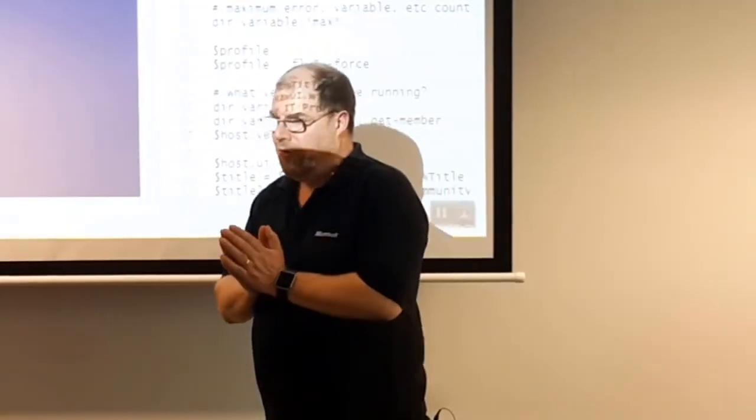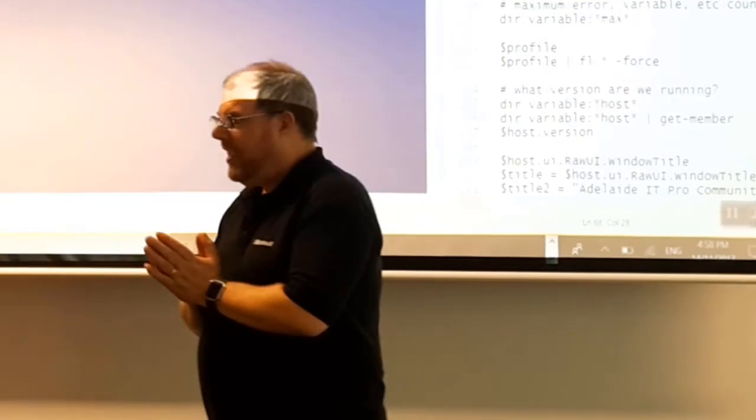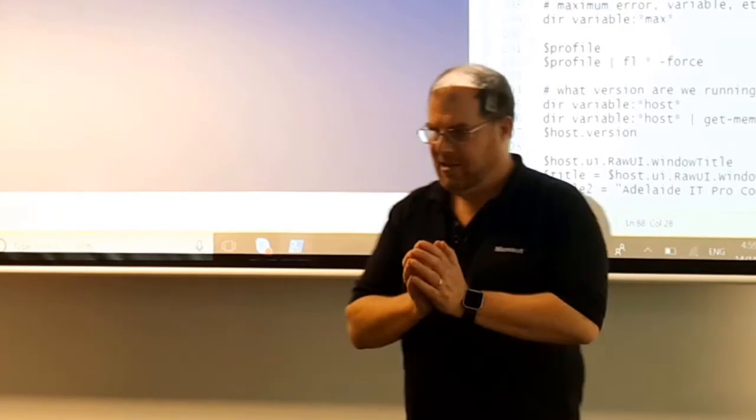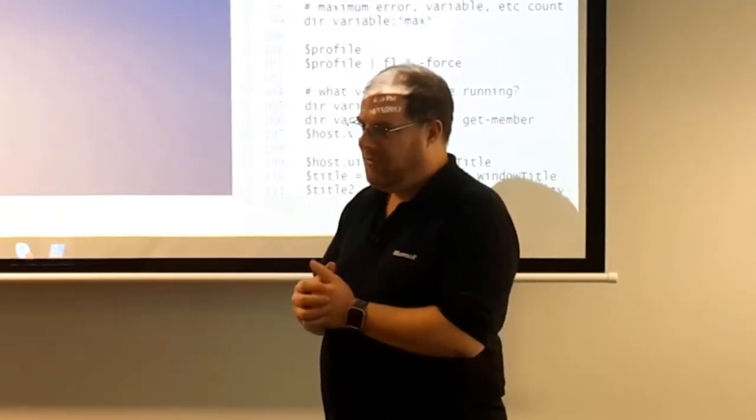There is a processing order. The processing order is, I will look for an alias first. If I cannot find an alias, I will then look for a function. If I can't find a function, I will then find the cmdlet. And the cmdlets are the stuff that's built in.